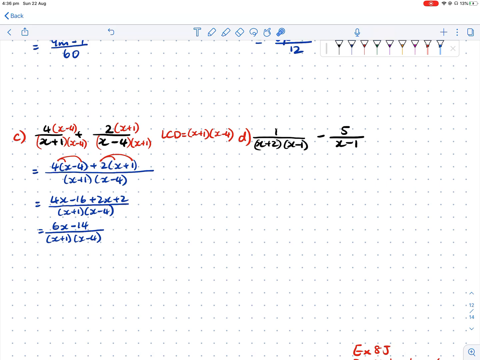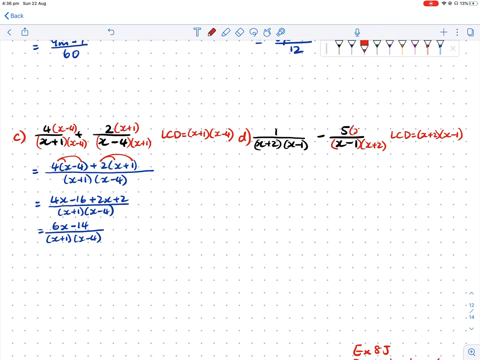All right, with our last one, we've got two denominators here. One's got a double bracket, one's just got a single bracket. So we've got an x plus 2 and an x minus 1. So that means the lowest common denominator needs at least x plus 2, x minus 1. Now, when we look at the second fraction, we've got an x minus 1 there, and we can already see that's here. So that means we've already got part of the denominator we require. So if we were to multiply this by x plus 2, then our two denominators are exactly the same. So the lowest common denominator is just that double bracket.